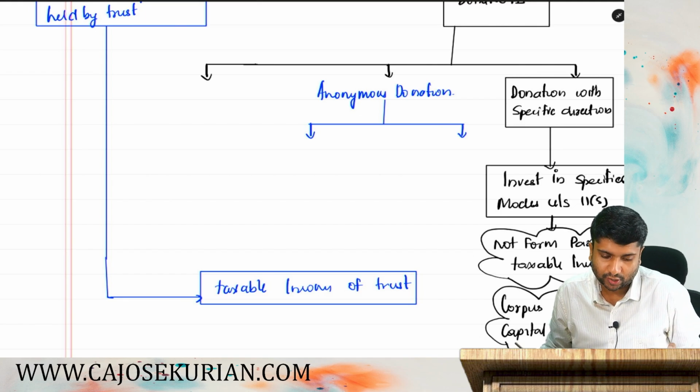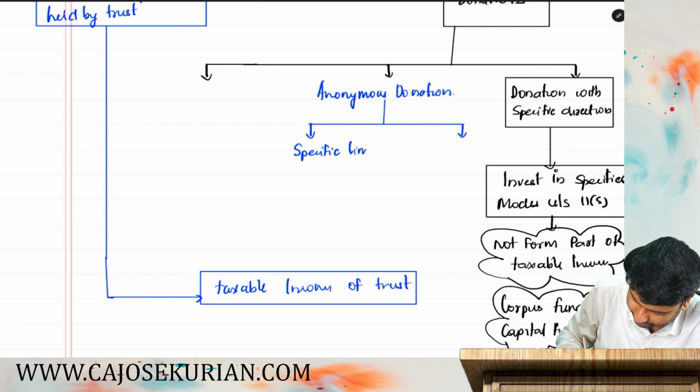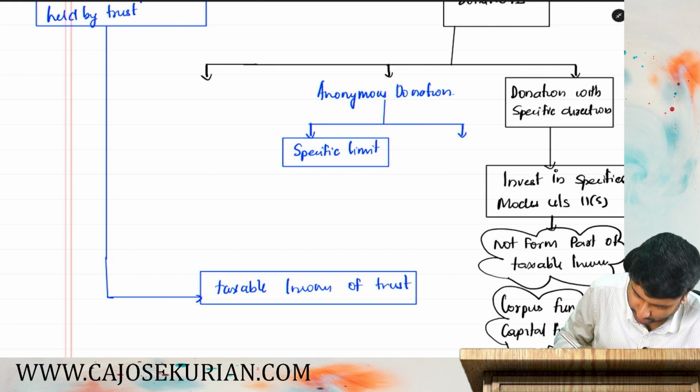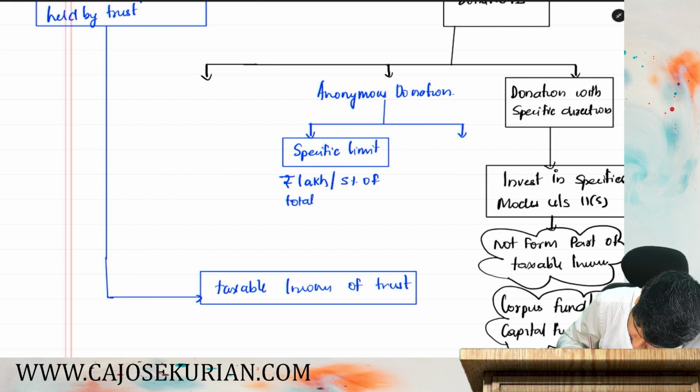The first split we can call the specific limit. And what is the specific limit? Either rupees 1 lakh or 5% of total donation, whichever is higher. Whichever is higher is said to be the specific limit.